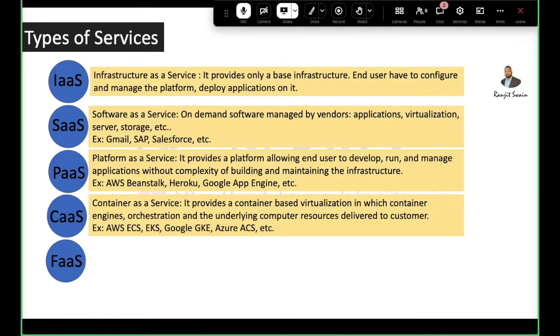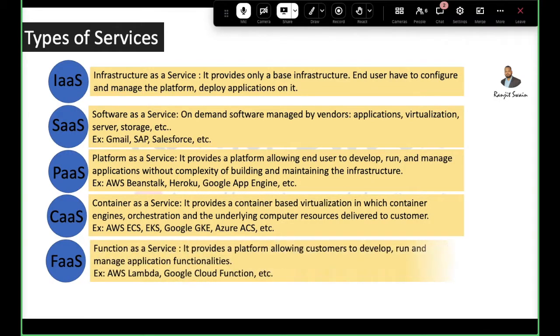And the next one is FaaS, Function as a Service. These two were recently added, Container as a Service and Function as a Service. But mostly, if you are going for interviews, you would answer these three: IaaS, PaaS and SaaS. These three you have to tell and remember what they are used for. It is very simple if you understand the concept of what IaaS is and what you will get. I'll give you further examples where you clearly understand what this means.